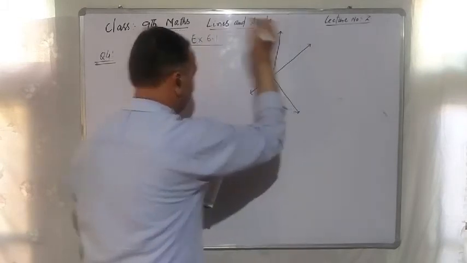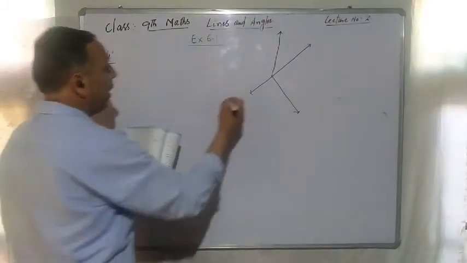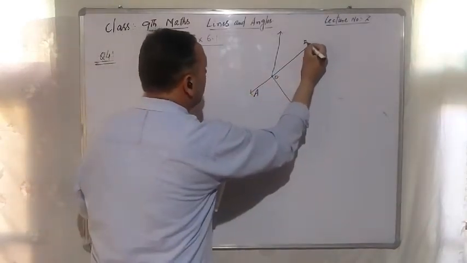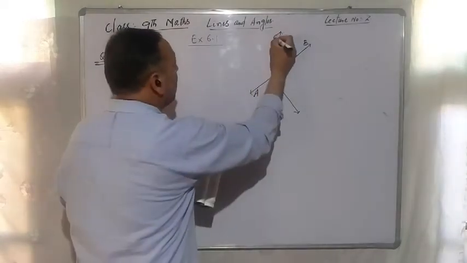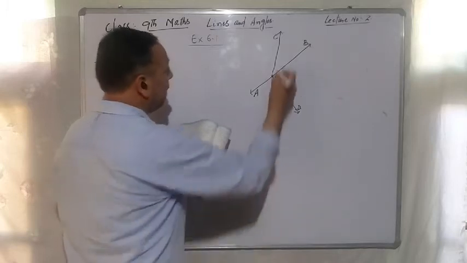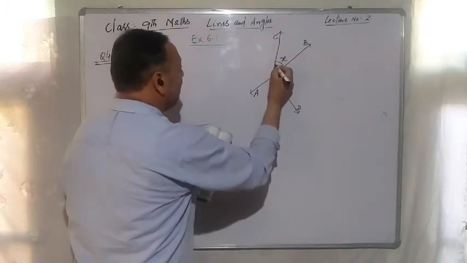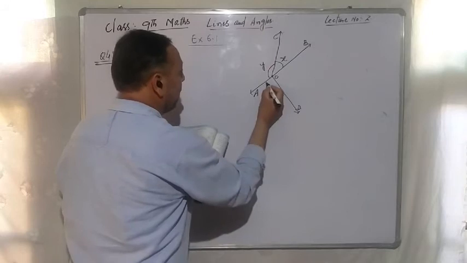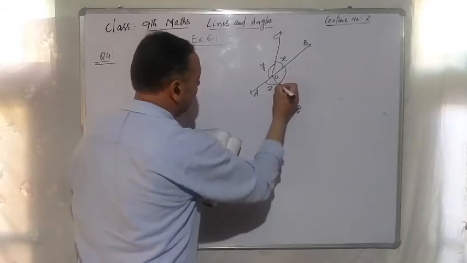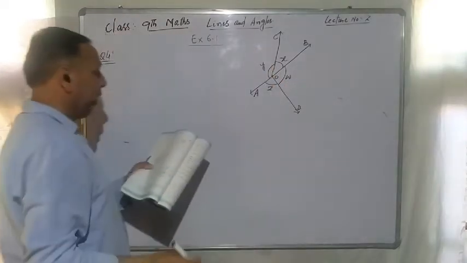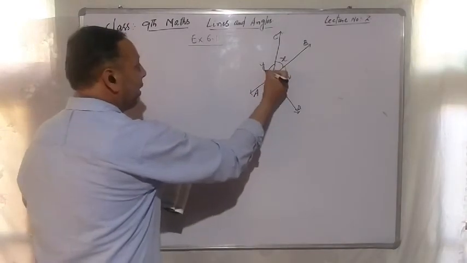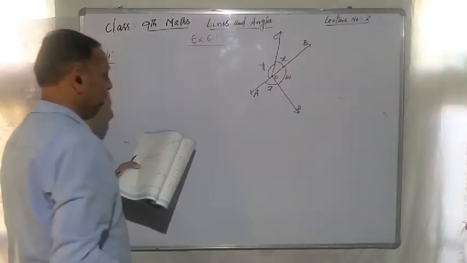Figure is like this. This is A, this is O, and this is B. And here we have C, and here we have D. This is given as angle x, this angle as angle y, this angle as angle z, and this angle as angle w. And it's given that angle x plus angle y is equal to angle w plus angle z.